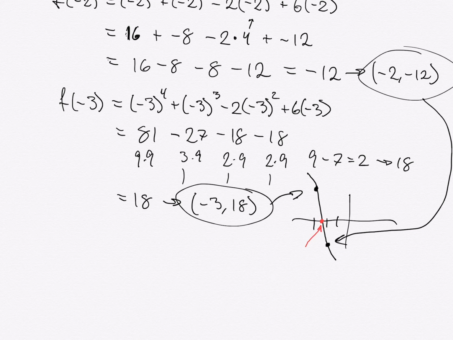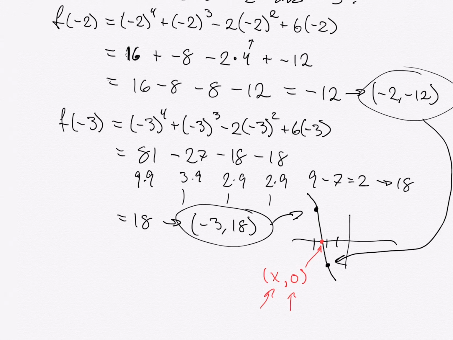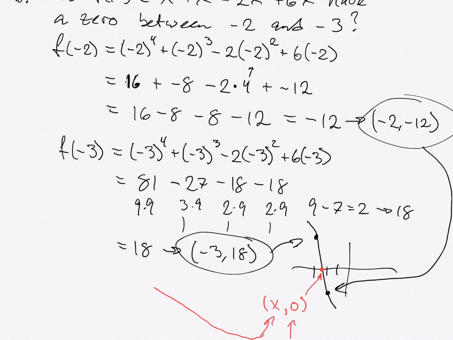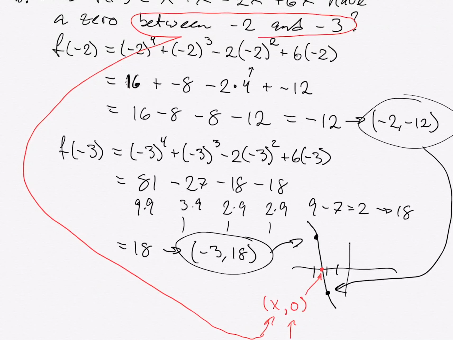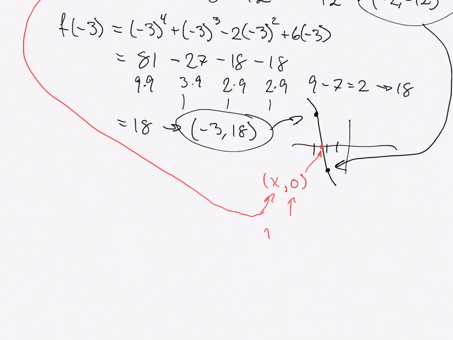have a 0. I don't know what the x-coordinate of that 0 is, but I know that the y value is 0, and all we're trying to do is determine whether or not there is some x value that would cause a y value of 0, where that x value is between -2 and -3. And the answer to that question, in this case, is yes.